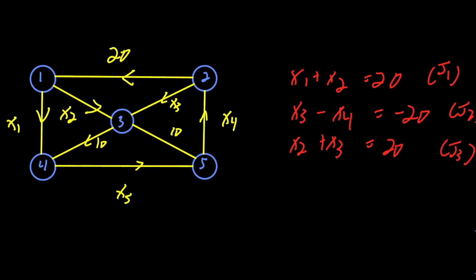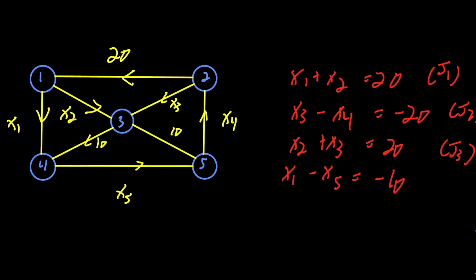Let's look at x1 and x5. So x1 we've already established is going with the flow. x5, however, relative to the 10 defined, is going against the 10. So in our fourth junction, x1 will still be positive, but x5 will be negative. And it will end up equaling negative 10.